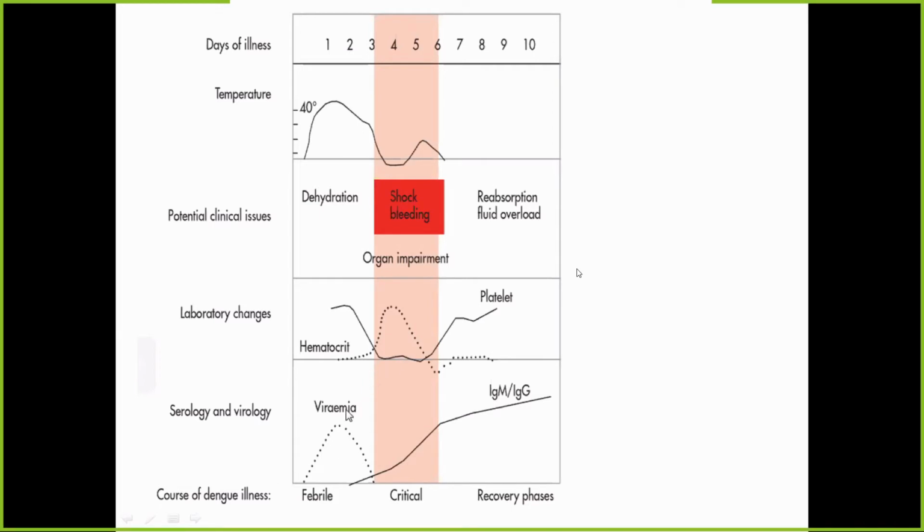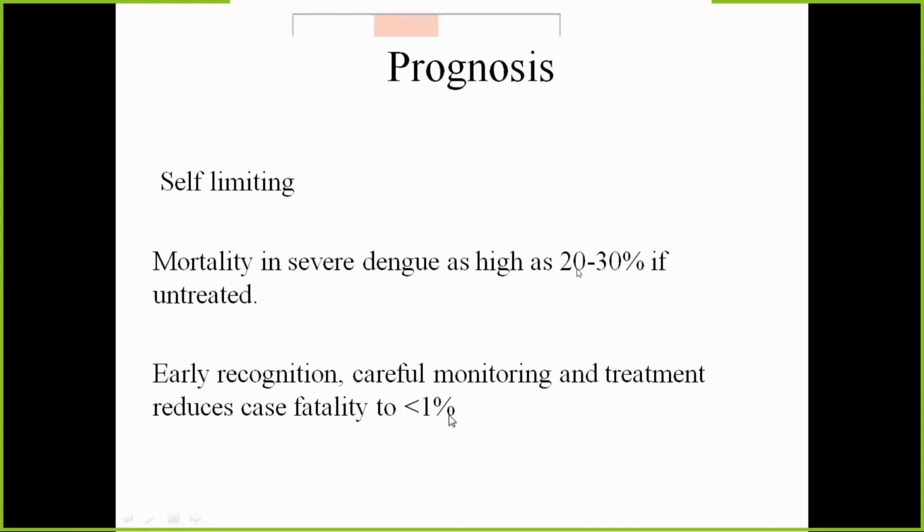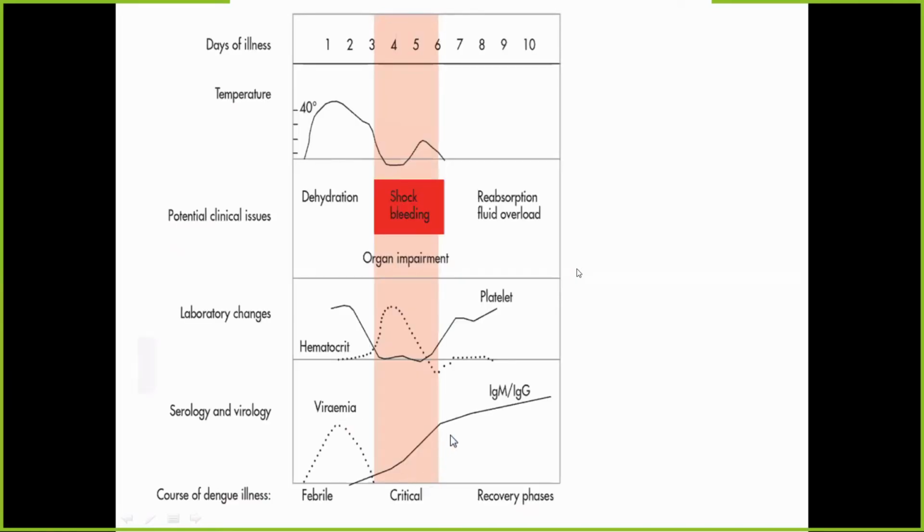Okay, and in these serological parameters, in the febrile phase there is viremia, right? So NS1 positivity is seen mainly in the febrile phase. Then viremia decreases, and antibody levels increase. Then IgM and IgG are seen. IgM persists for a few months, 2 to 3 months. IgG persists for life, and gives protection against the particular serotype.